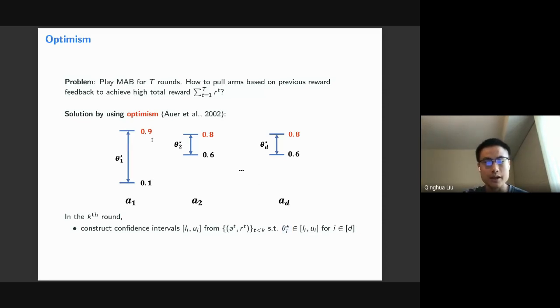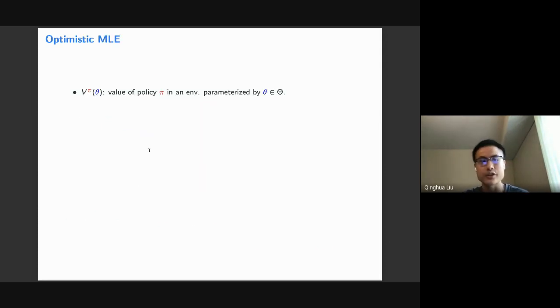For example, in this figure, we can see the confidence interval for arm a1 is 0.1 to 0.9, and the confidence intervals for the other arms are 0.6 to 0.8. Then we pull arms greedily by only looking at the upper confidence bound of each arm. In this case, arm a1 has the highest upper confidence bound, 0.9, so we will pull arm a1. So in short, we can solve this problem by pulling arms greedily with respect to the upper confidence bound. And we can generalize this idea to reinforcement learning.